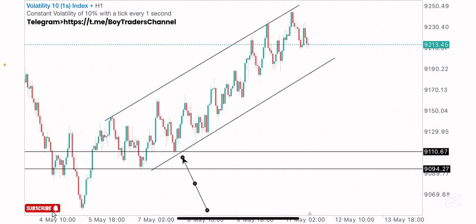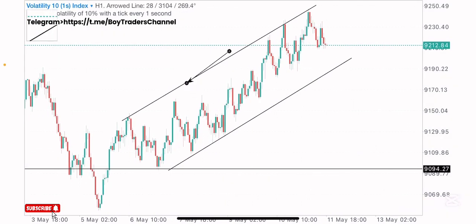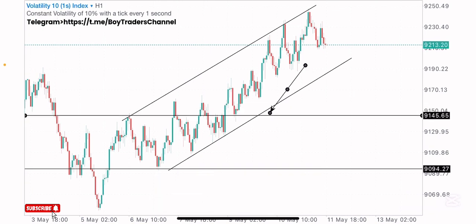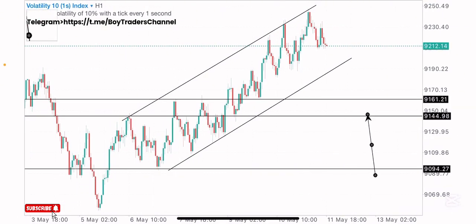So that's why this low is called a higher low, because its value is higher than the value of the previous low. Coming to the highs, why is this high called a higher high? When we check the value of the first high we got here, its value is at 9,144. And checking the value of the second high, its value is at 9,161. 9,161 is higher than 9,144. That's why this high is called a higher high.